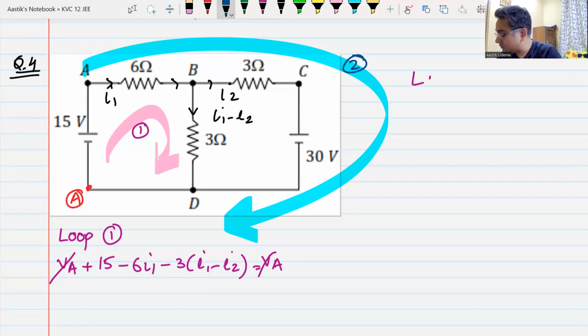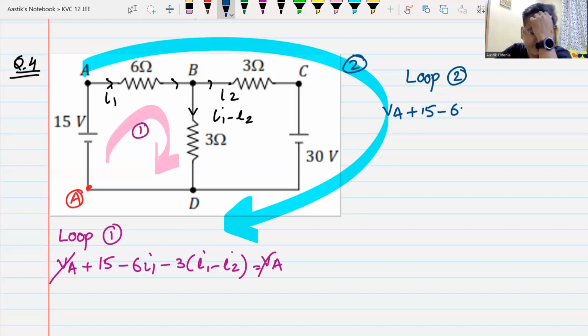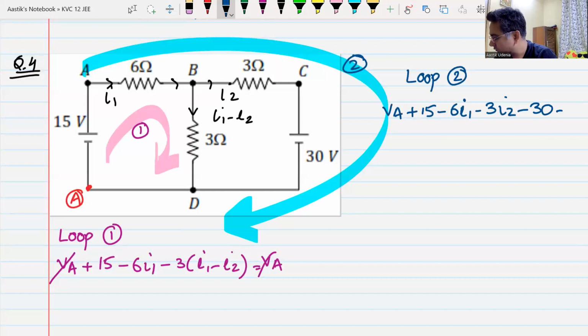What is the equation for loop number 2? VA plus 15 minus 6 I1 minus 3 I2 plus 30. Take a deep breath. Minus 13. See? Deep breath helps. Is equal to VA.